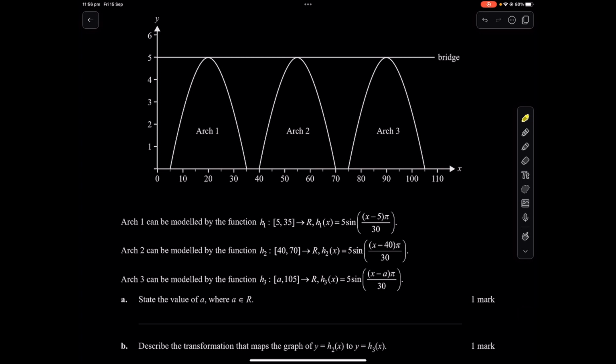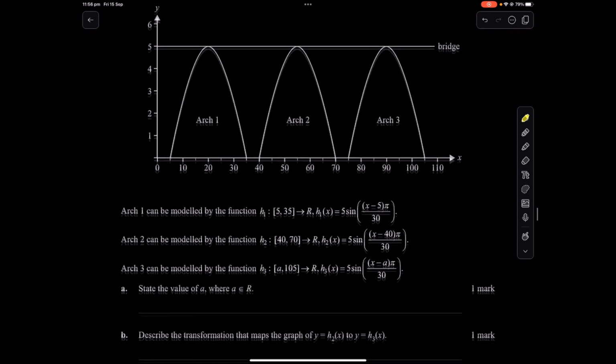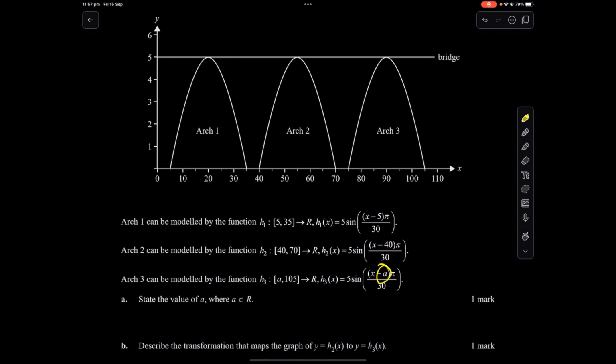Arc 1 can be modeled by the function this, from 5 to, okay. Arc 2 can be modeled as that. Arc 3 can be modeled by this. Is that the value of a? Okay, so we don't know what this is. Well, just have a look at this, actually, before I define it.